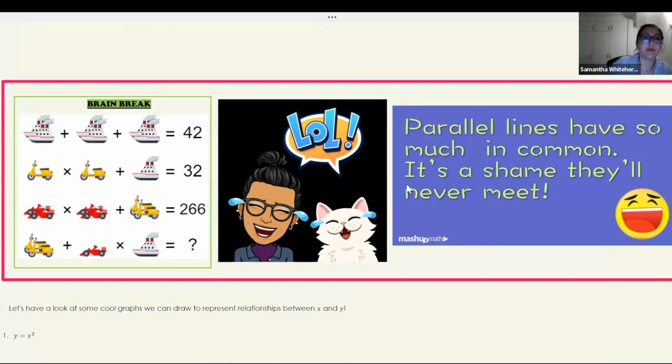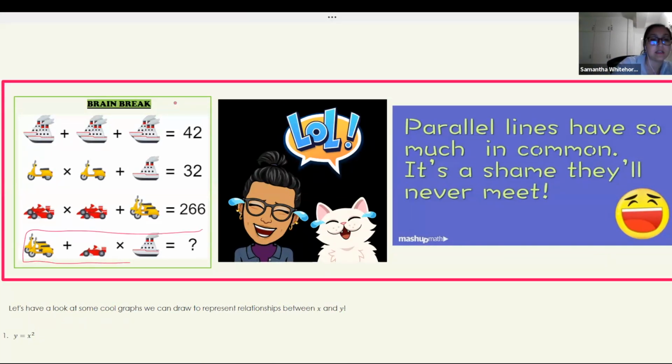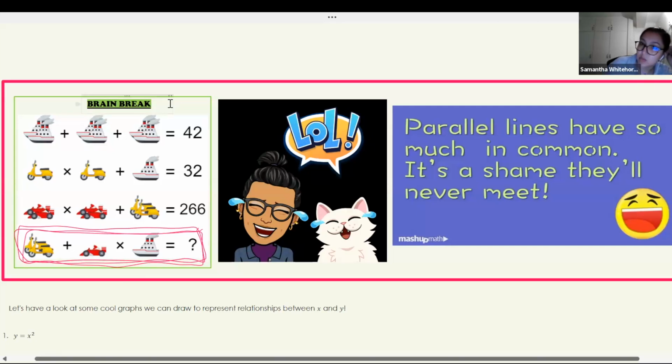Today's brain break, remember what we always want from you is only this final answer here. So I want to know what 2 bicycles or Vespas or whatever they are, plus a race car times a ship is equal to. Bonolo, I'm glad you enjoy the joke. It's one of my favorites. I don't know why, I think it's hilarious. Yeah, I also laughed quite a lot.